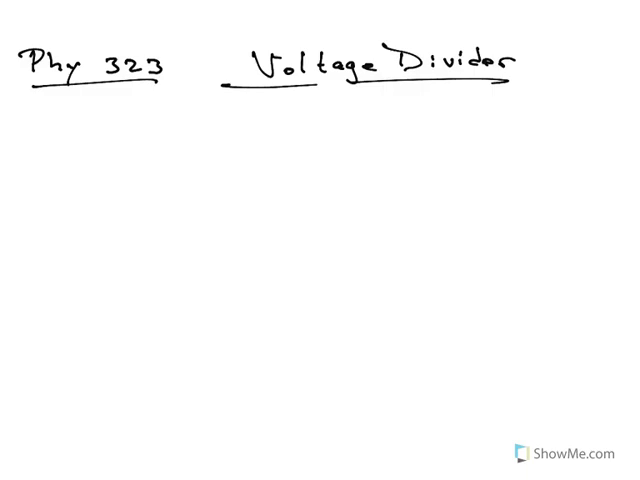Alrighty, so today's lecture we're going to continue discussing basic DC circuits. We've gone over Ohm's law and of course resistors in series or parallel. And what I'd like to do today is cover an implication that comes from Ohm's law.